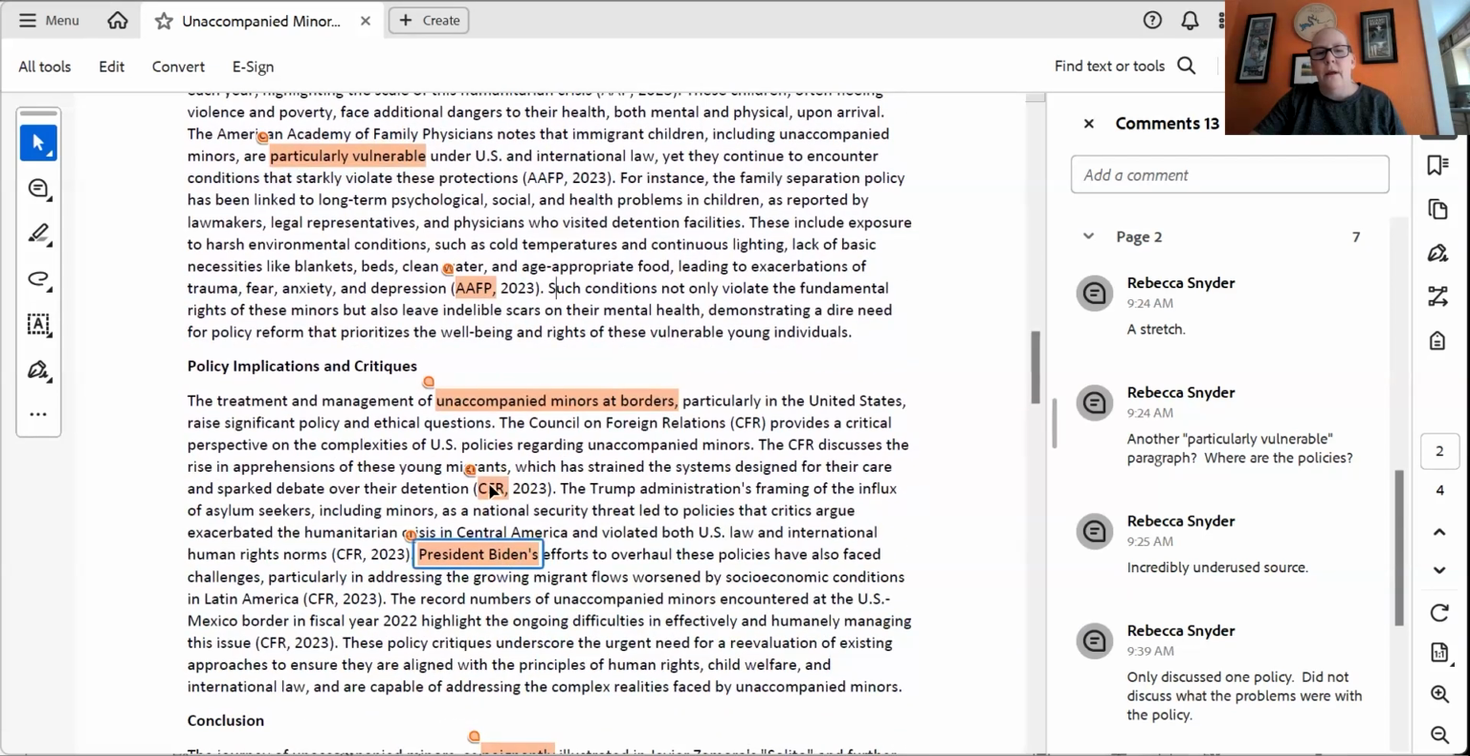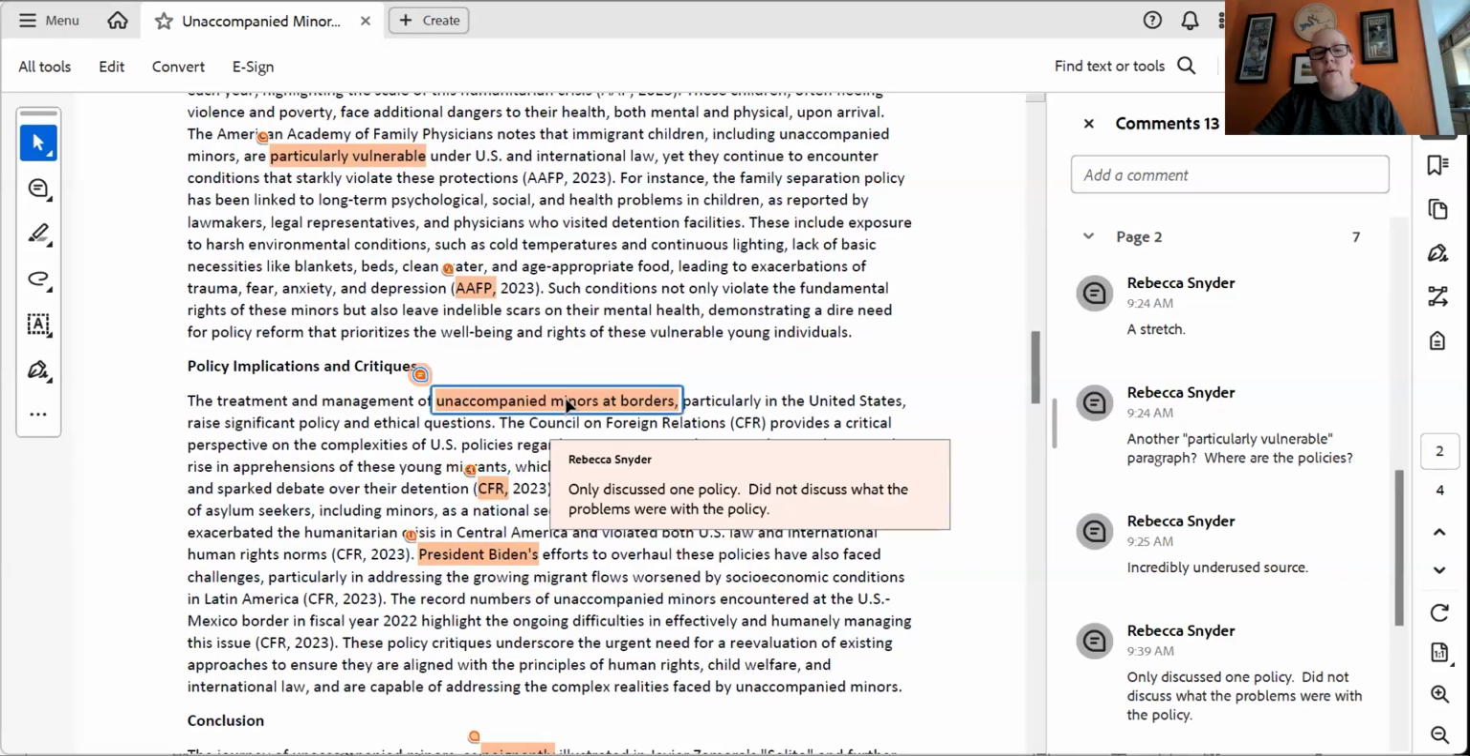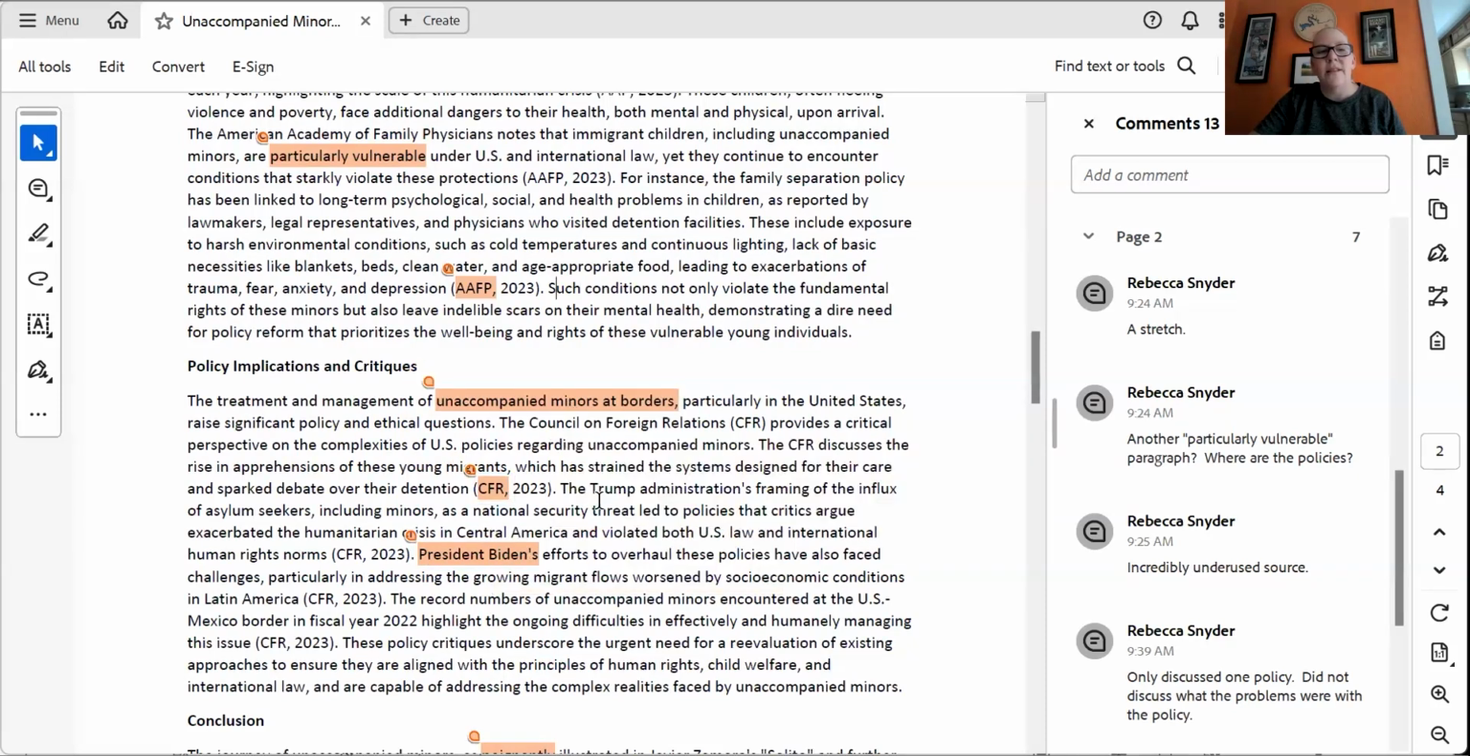Some people, another underutilized source, they've only discussed one policy through the whole thing. Some students feel that there's a political bias in the way that the Trump administration is characterized and President Biden's administration is characterized. That critique does appear in that article, but it lacks the nuance in this coverage of it. So they talk about that in here.